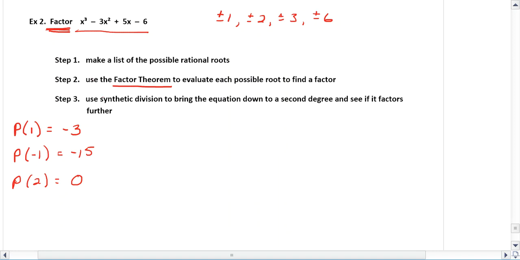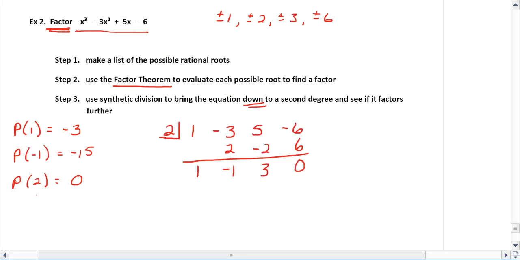So remember, one of the benefits of synthetic division, it brings the equation down a degree. So now it's a 3rd degree. If we do synthetic with this +2, we're going to bring this down from a 3rd to a 2nd degree. So let's do that synthetic. Remember, we do use the root in synthetic, so I use the 2. And this had to happen. We had to get a remainder of 0 because we know that 2 was a root.